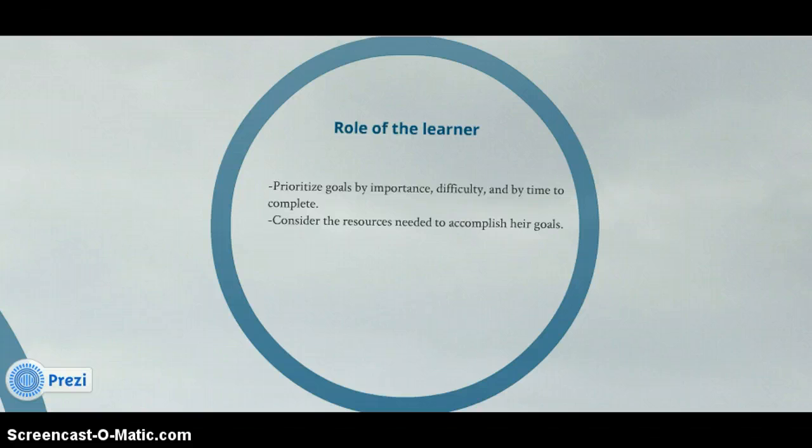The role of the learner is to prioritize their goals by relative importance, then to prioritize the goals based on other criteria, such as difficulty to achieve or amount of time needed to accomplish the goal. Also to reflect on what resources or support structures may be required to achieve this goal.